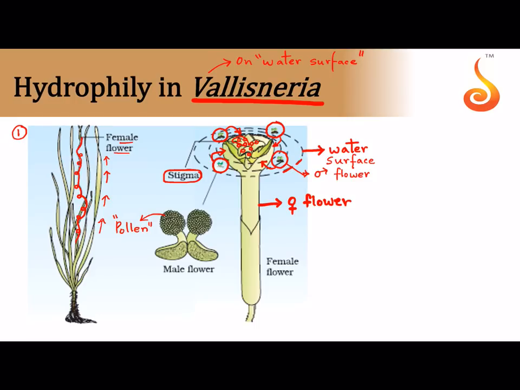This is how pollination is mediated in Vallisneria. Is it underwater or on the surface of water? It is on the surface of water. Okay, so all of you look at the first picture here. The female flower reaches the surface thanks to the elongated stalk.